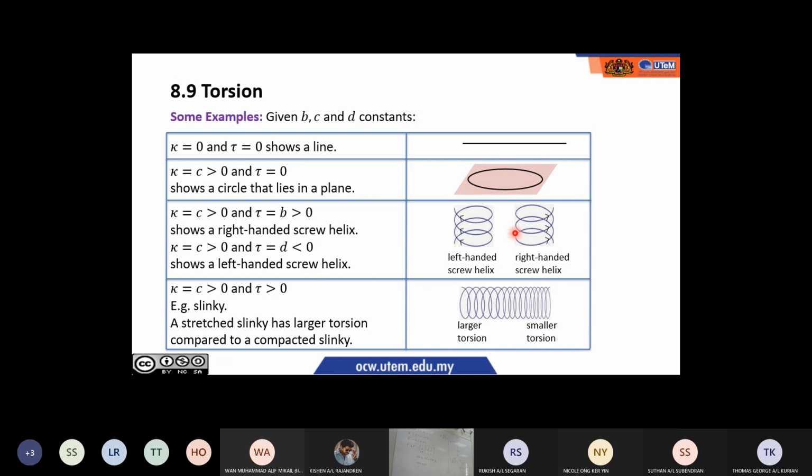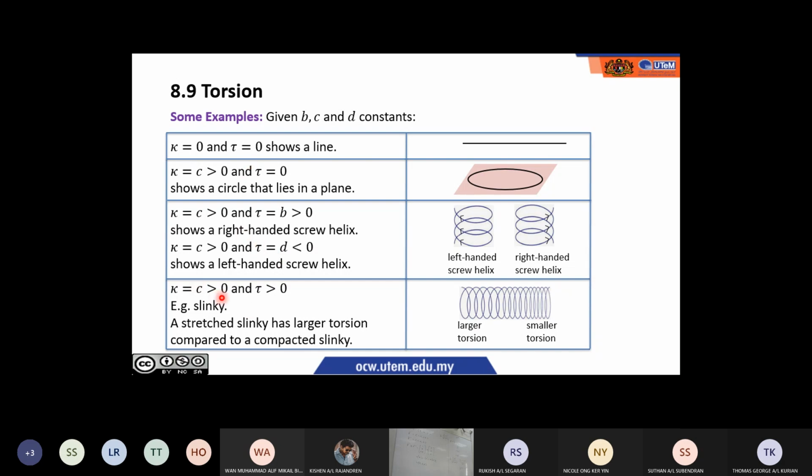This one, the distance between these two, and the distance between these two, and so on, because you have a constant. The other case, when you have a negative value, means you have a left-handed screw helix. For left-handed, you look at the direction of your forefingers, all in this direction, and your thumb pointing upward. So you can imagine the particle moves in this direction and goes up.